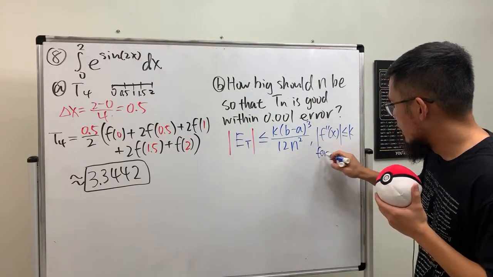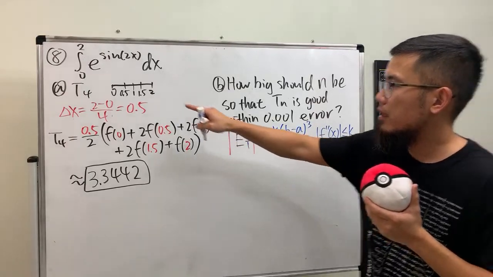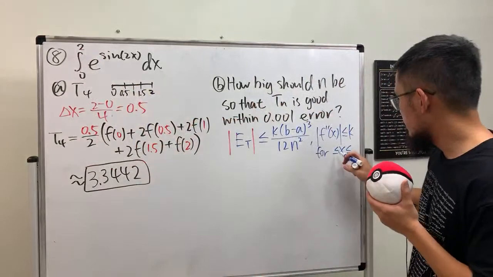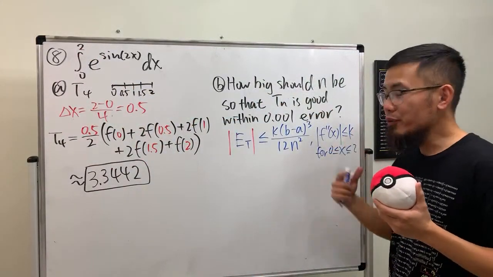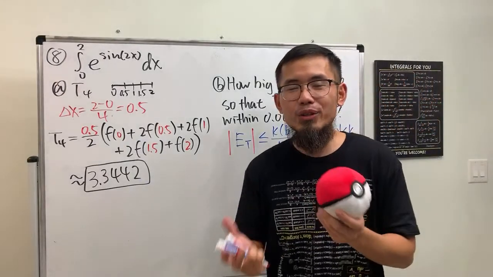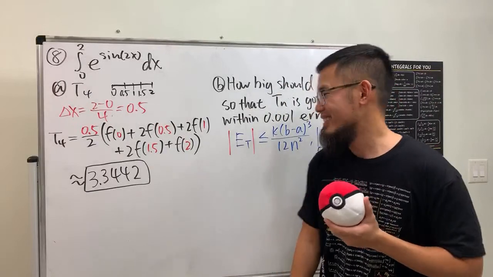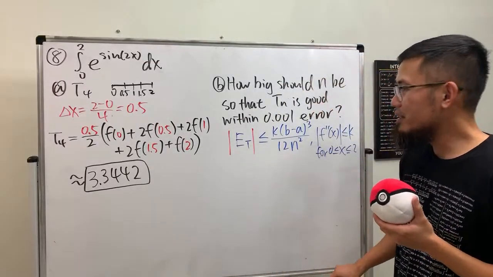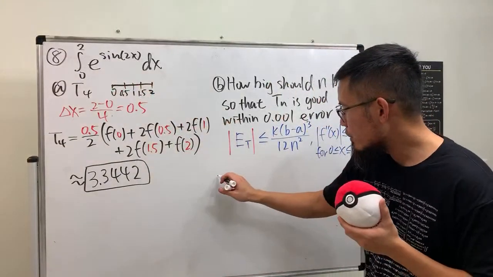For x, it's in between 0 to 2, right? Because we just care about from 0 to 2. So we have to figure out the k value first, and that's the only part that requires calculus. The rest just requires a calculator. All right, we need a second derivative. Here is our function, so let me just write that down.